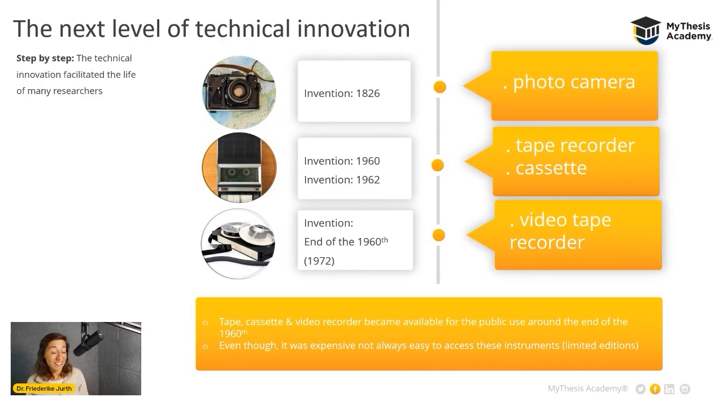One of the difficulties here was that the tape and the tape recorder and the cassette and the video recorder were a kind of luxury articles. They became available for public use already around the end of the 60s, but you also need to keep in mind that these devices were very expensive, and not every researcher had the conditions to buy them. Even though, in comparison to what was possible and available before, it was a great innovation for the researchers.